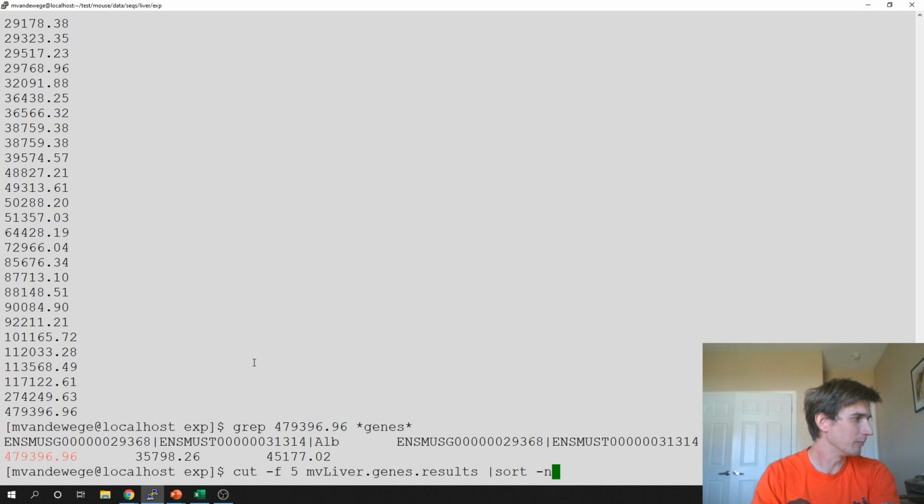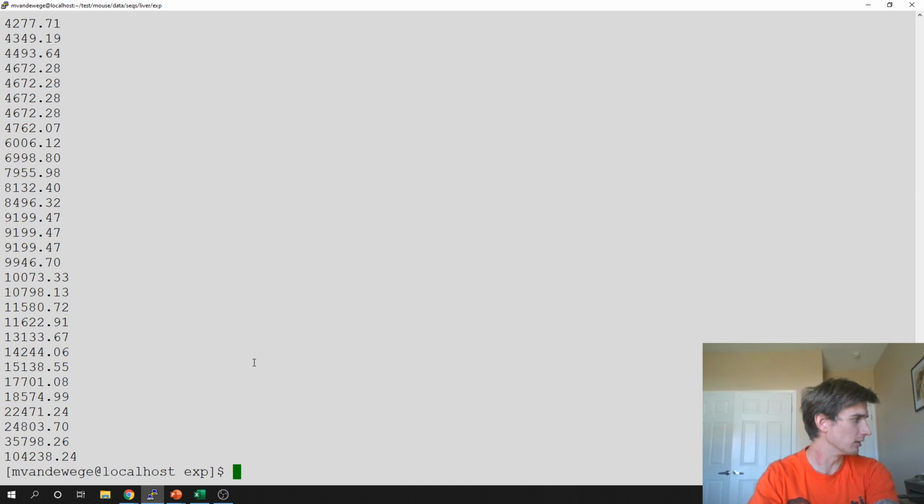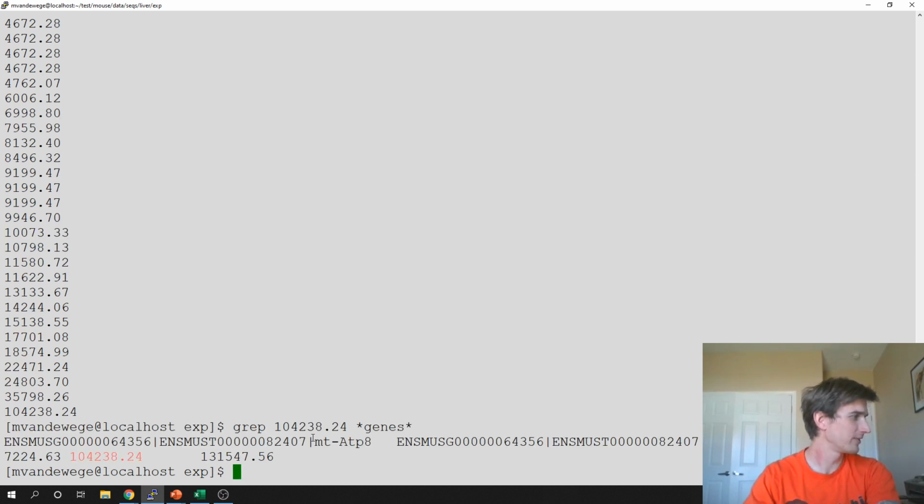So if I do the same thing on the sixth column, this is our TPM column. So I may grep on this. Right, so now it's saying a mitochondrial ATP8 gene is the most expressed gene. Not that surprising. So depending on which metric we look at, number of raw reads or corrected number, a corrected expression value will tell us something a little bit different.